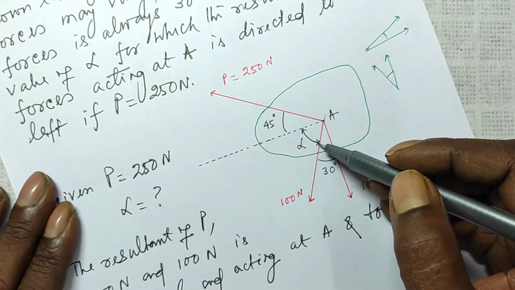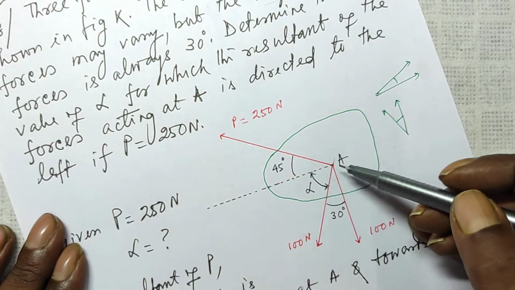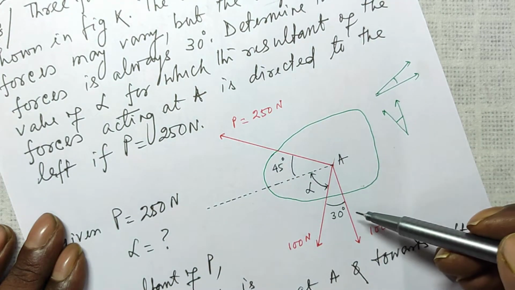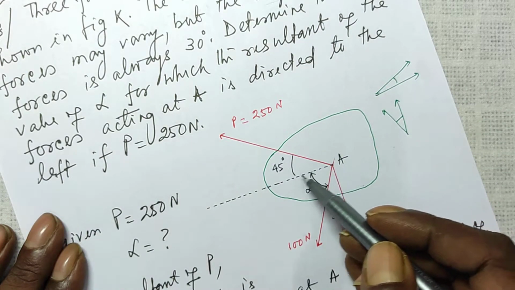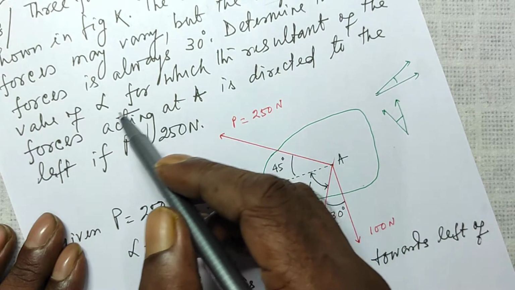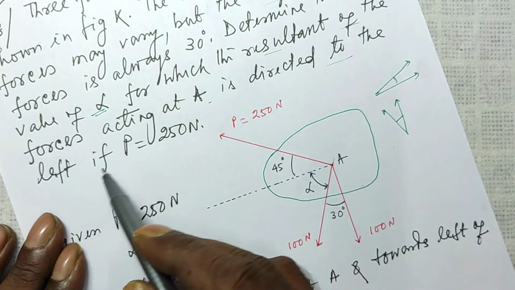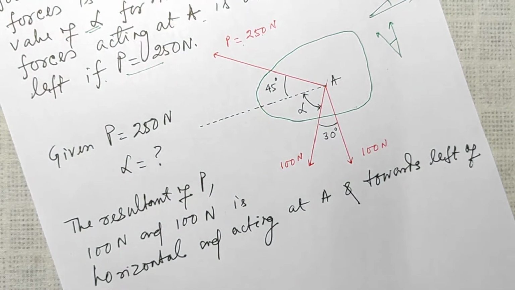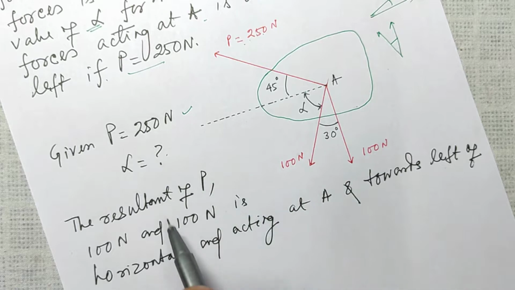This angle is alpha, for which the resultant of the forces acting at point A. There are how many forces? Three forces, 100 Newton, 100 Newton, 250 Newton. The resultant of all these forces, as per the statement, is from point A horizontally towards left. For which value of alpha is the resultant directed to the left if P is equal to 250 Newton? So what is given? Given data: P is 250 Newton, alpha is to be found out.